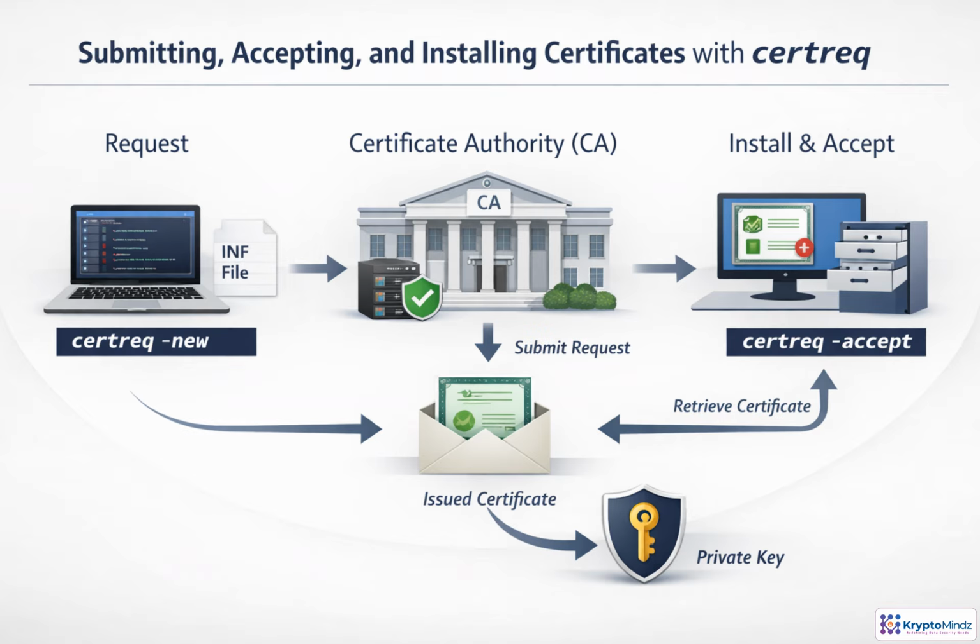The certreq workflow follows a straight 3-step path. First, certreq -new reads your INF file, generates a request file, and creates the private key locally. Next, certreq -submit sends that request to the CA, and you receive the issued certificate file. Finally, certreq -accept imports that certificate into the machine's certificate store and binds it to the existing private key. This final step only succeeds if the private key is still present on that same system.